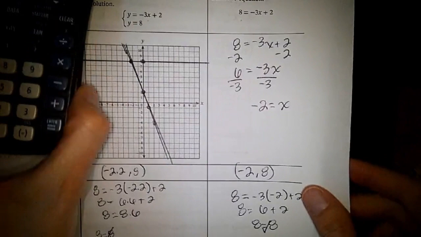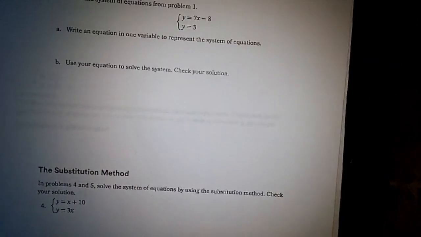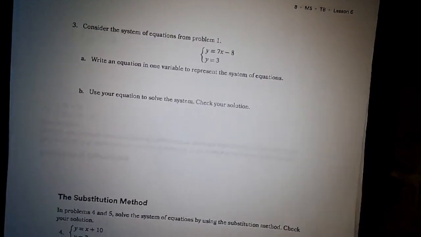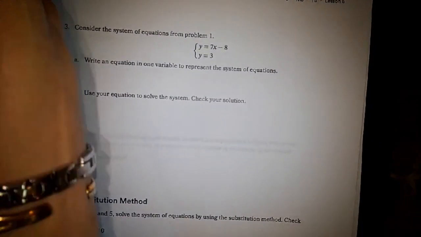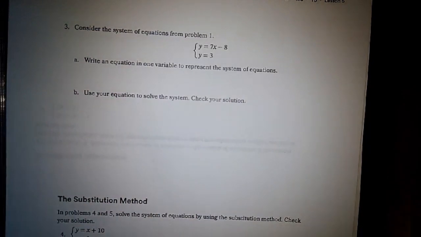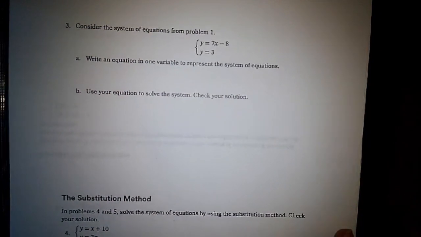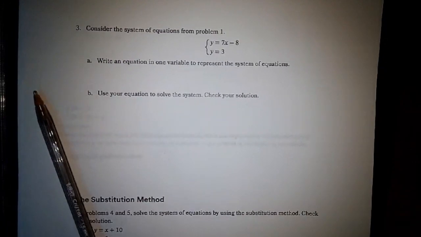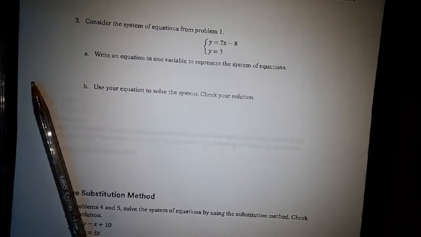So here we go. Number 3. Consider the system of equations from problem 1. This is the one that we did on the first page. They want us to write an equation in one variable to represent the system of equations. What's one variable? Y or X. Okay, so Y or X. So we're going to use the system of equations to figure out how to write it in one variable. Now I have a question for you. Writing it in one variable means that we're going to take the information that we know to solve for what we don't know. So looking at these two things, what do you notice?